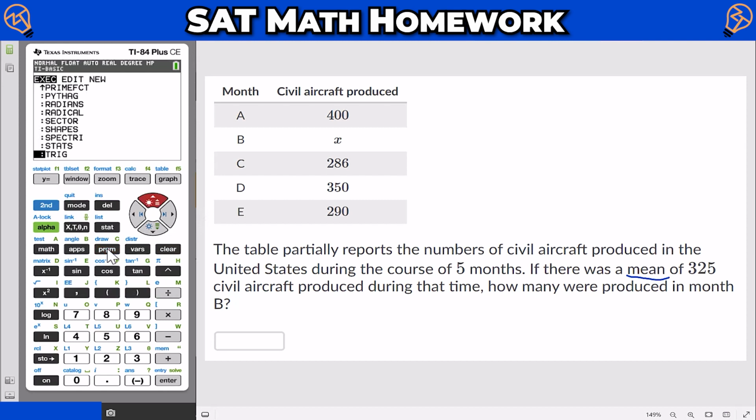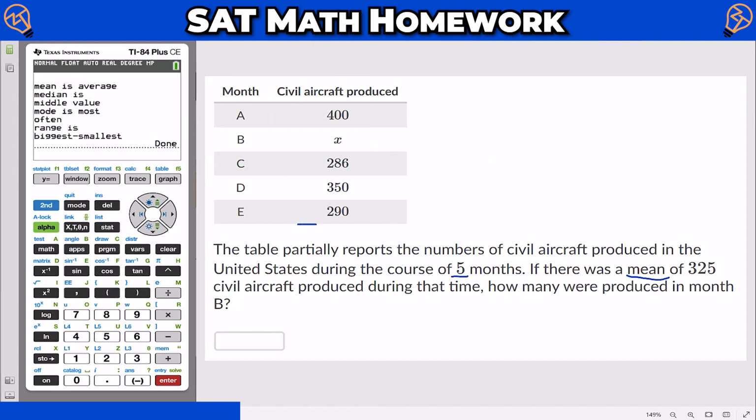And stats is one of the last programs. So you could press up to wrap around, go up to stats. And it's one of those programs that's simply informational. So it reminds us, oh, mean is average. Okay, excellent. So they say the average, the mean, is 325. And they're talking about for these 5 months.